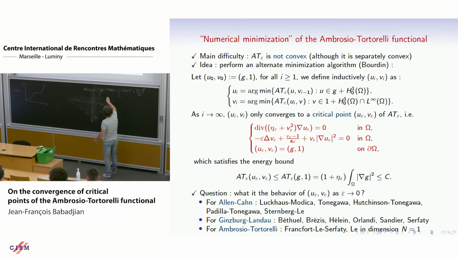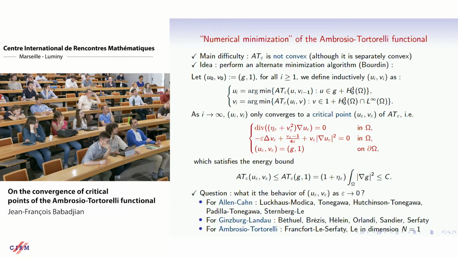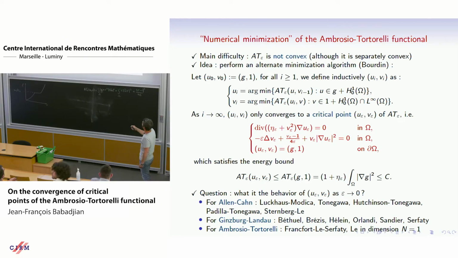So when you fix V and U, so this term is a constant, you minimize with respect to U. This is a perfectly strictly convex and differentiable functional. You get a unique minimizer. You call it UI. Then you plug it into your functional. So now you fix UI and you minimize with respect to V. This is again a strictly convex and differentiable functional. You get a unique minimizer that you call VI. Okay? So I'm using here Dirichlet boundary conditions for both U and V.